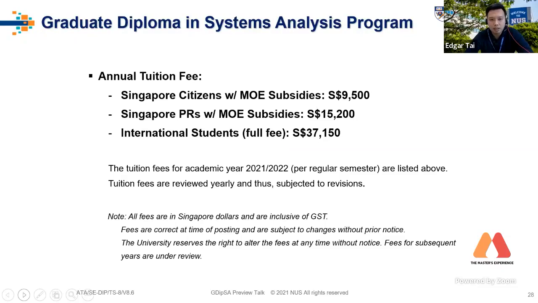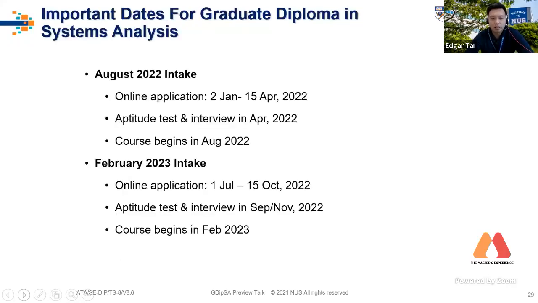Okay, so last bit, the fees for the graduate diploma. Singapore citizens with MOE subsidies is about 9,500. For PRs, it's about 15,000. For international students, the full fee is about 37,100 plus. And the important dates to take note of: August 22, we're currently open for application, and we will close in April. Okay, so that's it on my end.